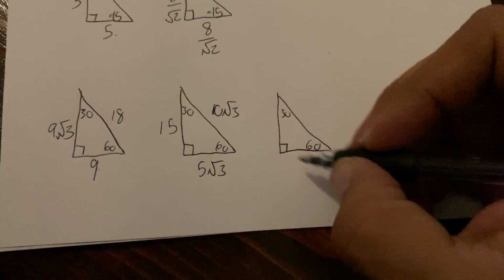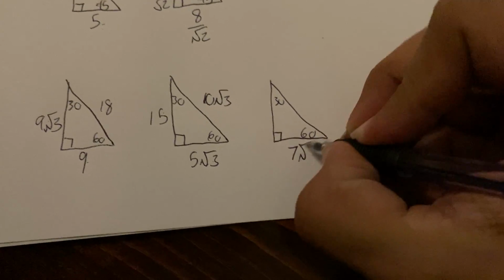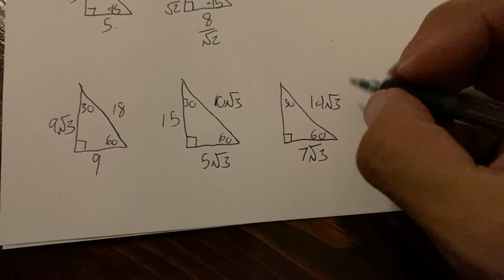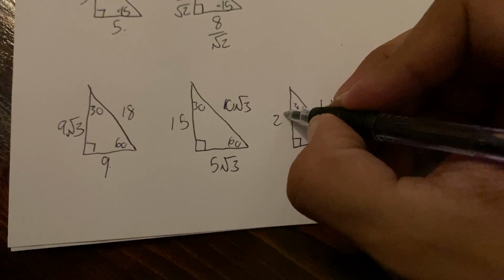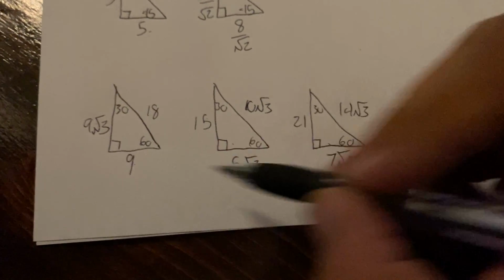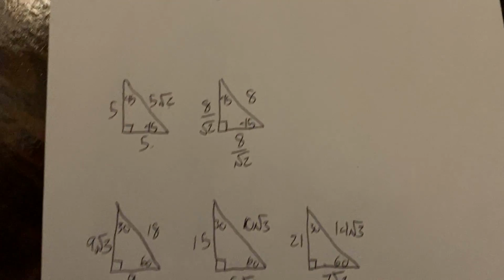Okay, and the last one, I put a square root of 3 here. Let's say this is 7 square root of 3. So this would be 14 square root of 3, and this one would be 21. And that's it. All possible scenarios of where the square root of 3 can start. And that's how you do 30, 60, 90 triangles.